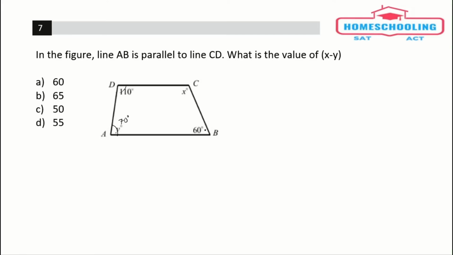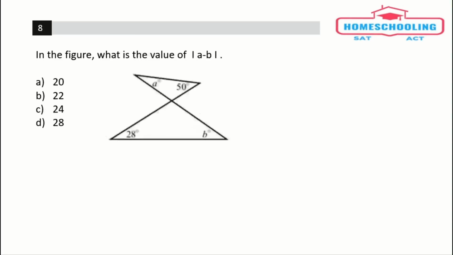And if this one is 60 degrees, the sum of these two angles would also be 180 degrees. So if this one is 60, then x would be 120, because the sum of these two angles would be 180 as it is an interior angle. So now we know the values of x and y. x is 120, y is 70, so x minus y would be 50 degrees. Now moving to the next question.